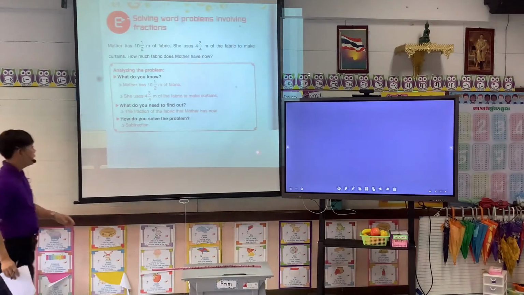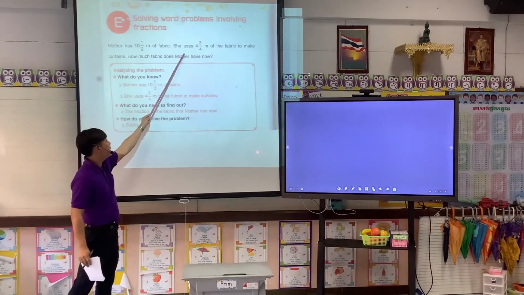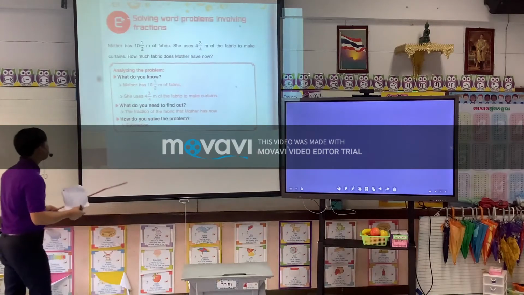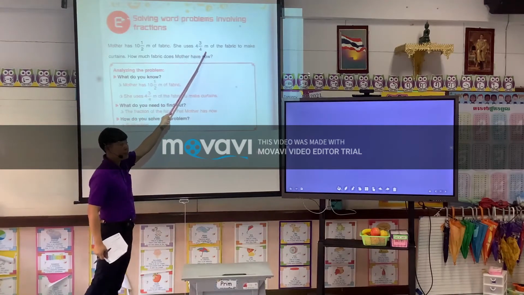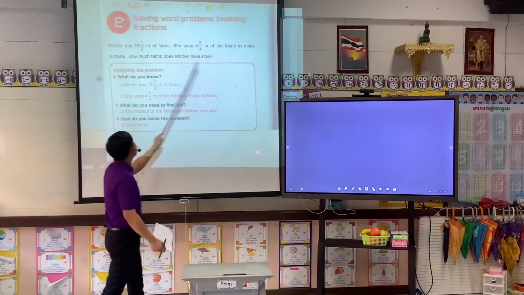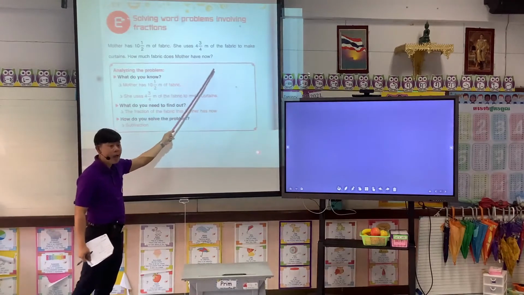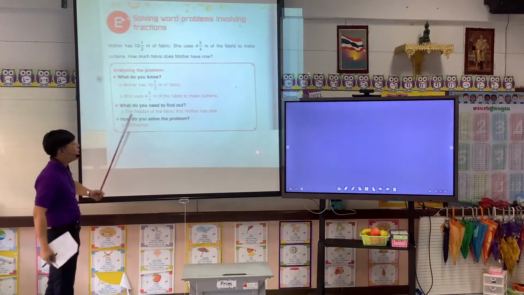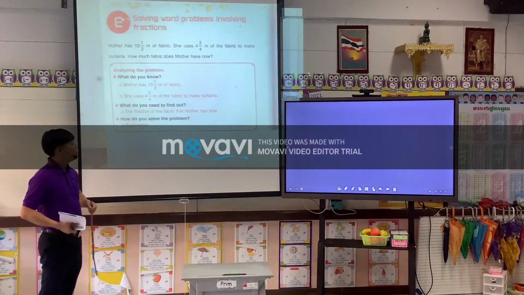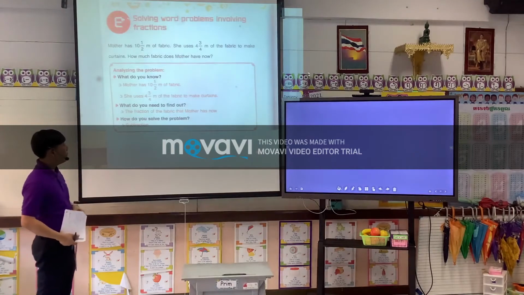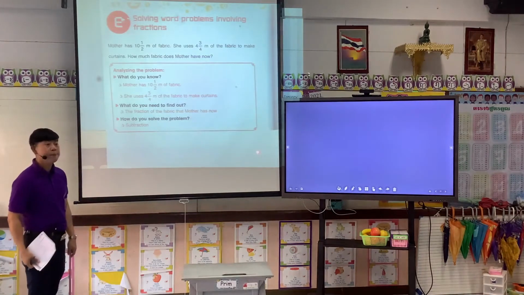Mother has 10 1/2 meters of fabric. She uses 4 3/4 meters of the fabric to make curtains. How much fabric does mother have now? Okay, now mother has 10 1/2 meters of fabric and she uses 4 3/4 meters of the fabric to make curtains. How much fabric does mother have now?